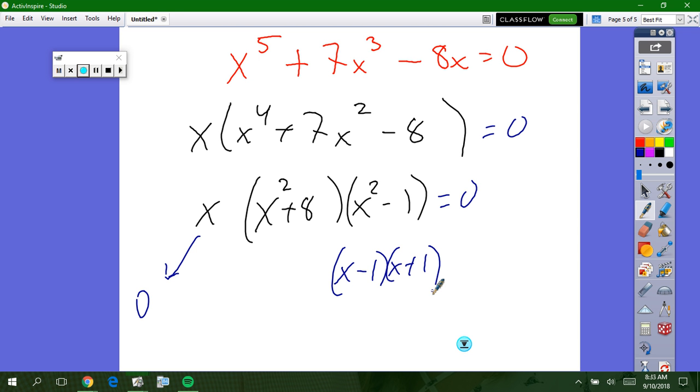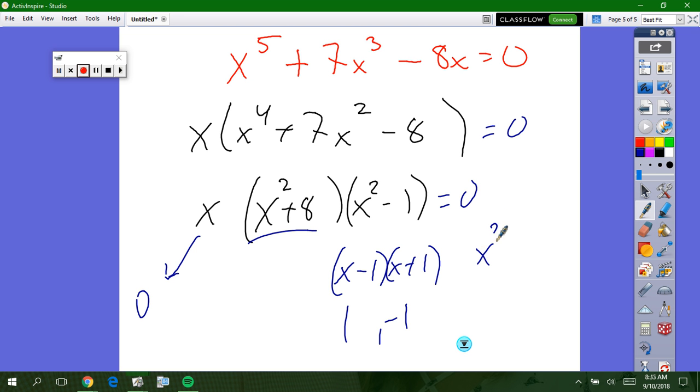So what are their zeros? What's the value that makes it 0? 1. What's the value that makes it 0? Negative 1. So far we have 3 of our zeros, don't we? I got 0, 1, negative 1. Can this guy factor? Factors of 8 to get me to be 0. I have 2 options to solve it.